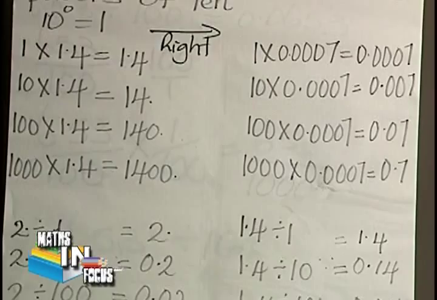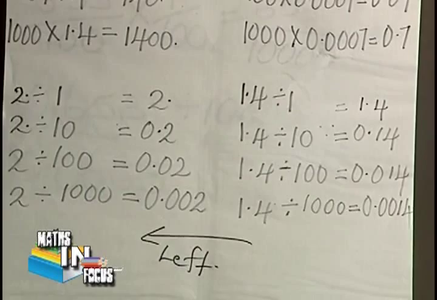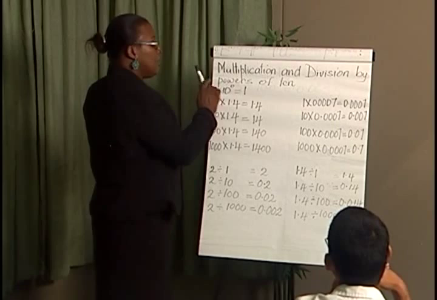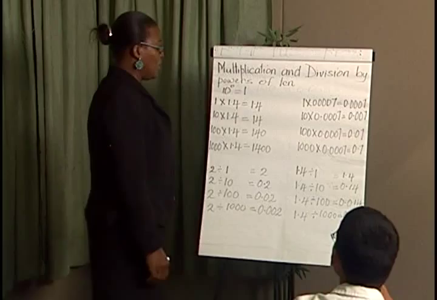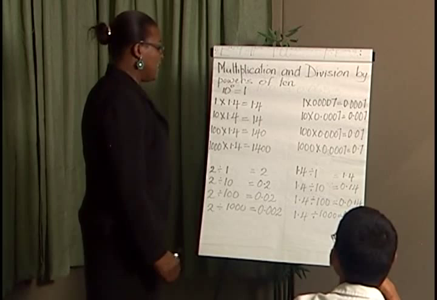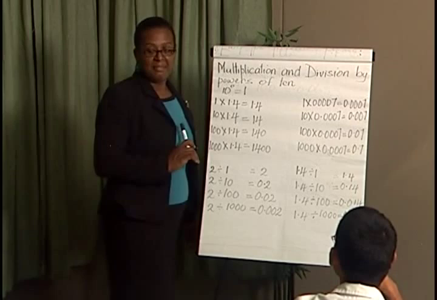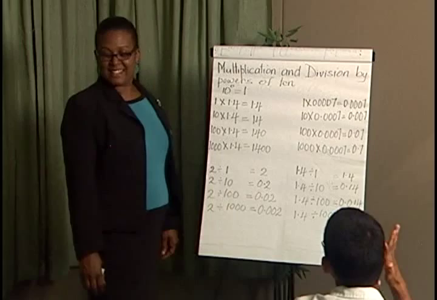Now, I want you to look at what is going on there. And I'd like somebody to tell me what they think happened. And remember, we're multiplying, first of all, by powers of 10. What do you observe? What happened? Yes, Raymond. Yes, as you multiply, the decimal point shifts to the right. That's Raymond's observation. Anybody else would like to volunteer their observation? Damien, you want to try?